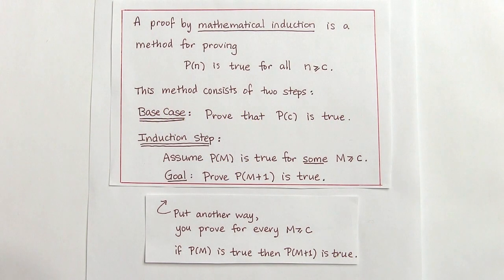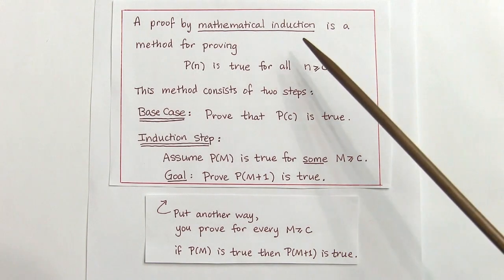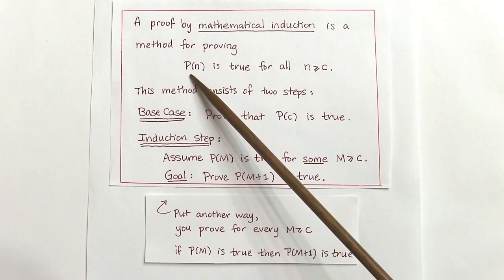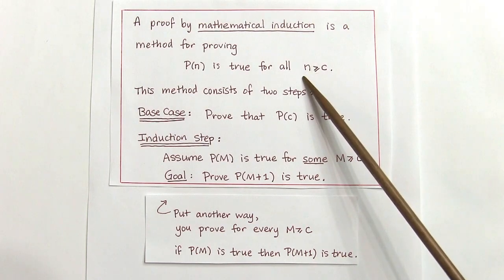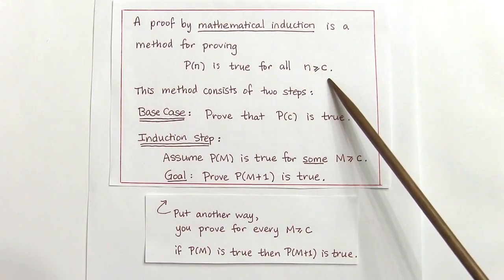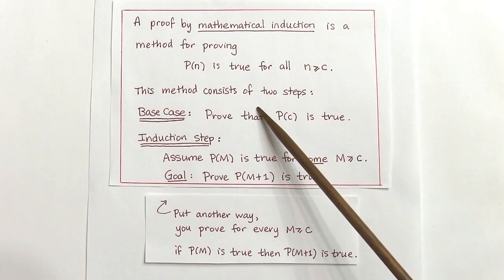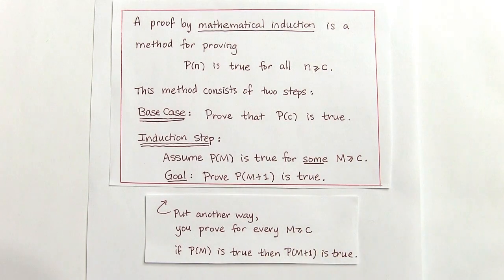In this lesson, we continue our introduction to proofs by mathematical induction. Let's recall that a proof by mathematical induction is a method for proving that a given predicate is true for all natural numbers n greater than or equal to a fixed constant c. This method consists of two steps, the base case and the induction step. The induction step forms an infinitely long chain, and the base case tells you where to anchor the chain. It tells you where the chain begins.